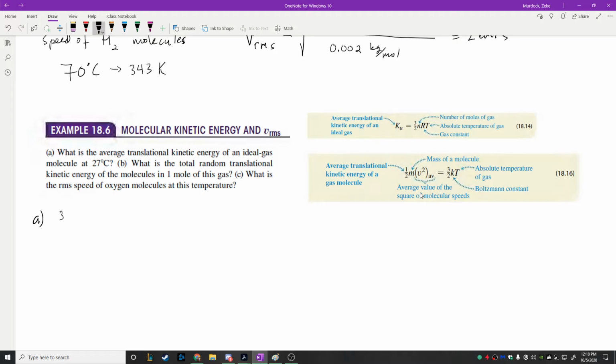So that's going to be just 3/2 times k times T. So it's 3/2. k is 1.38 times 10 to the negative 23, and this was in joules per atom times Kelvin. We will multiply that by the Kelvin temperature. 27 plus 273 is 300 Kelvin.